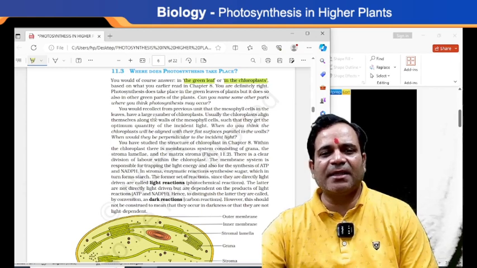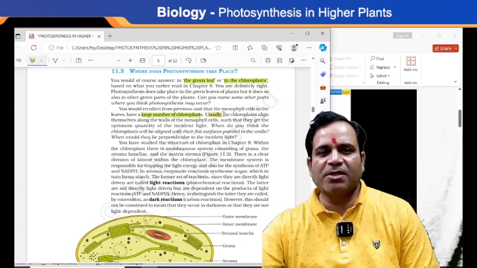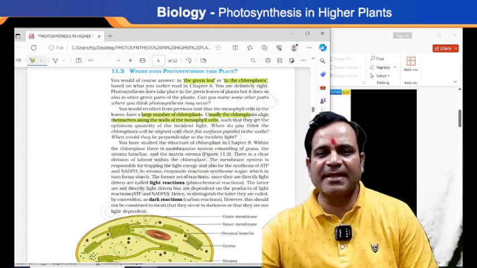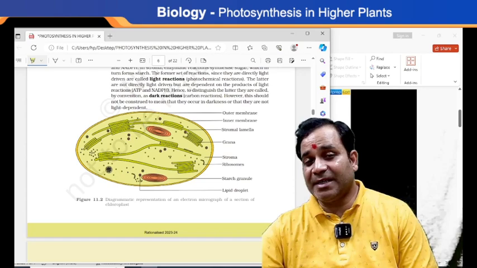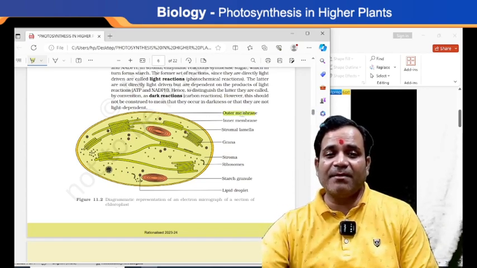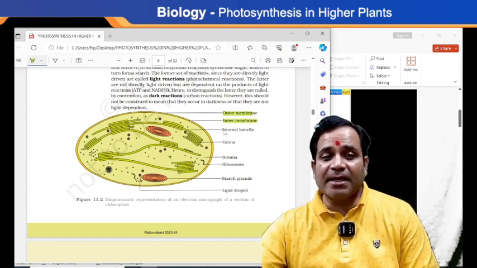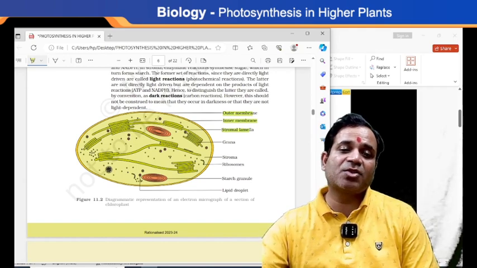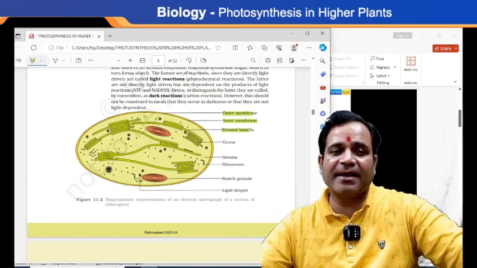Okay, so let's see here. You know that a large number of chloroplasts is essential for photosynthesis. Very good. Usually the chloroplasts align themselves along the wall of mesophyll cells. See here with the help of the diagram also, my dear. Here chloroplast is what? Double layered membrane. Yes, keep this one in mind. Outer membrane, inner membrane. This outer and inner membrane containing what? Stromal lamella. This one is what? Stromal lamella, which connects one granum to another grana.